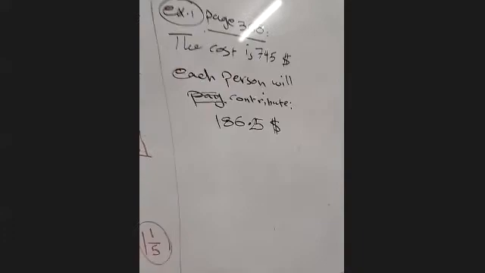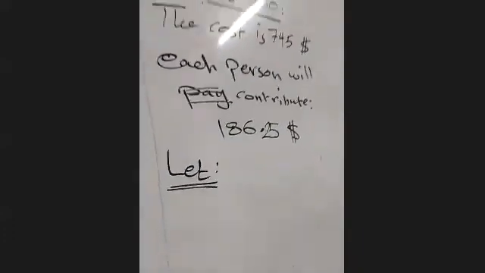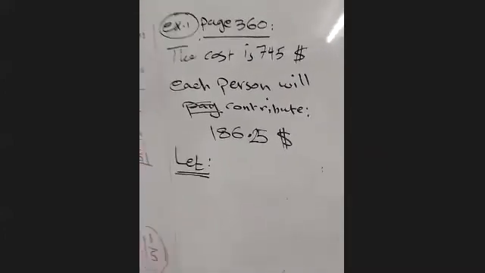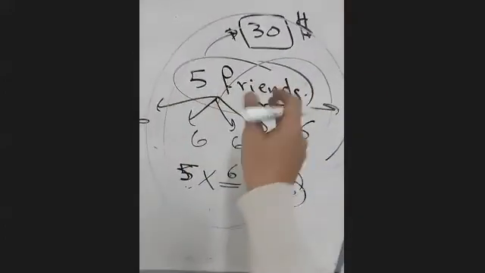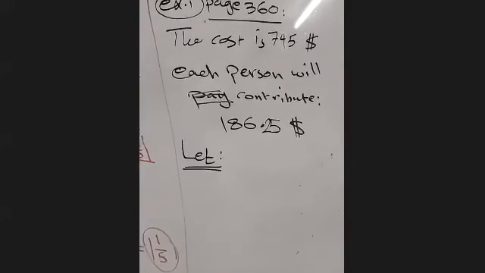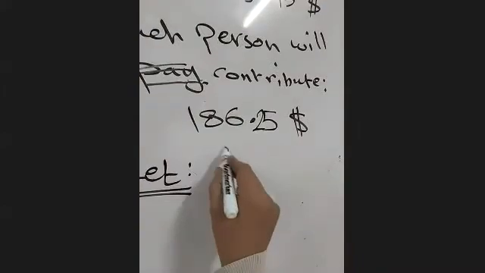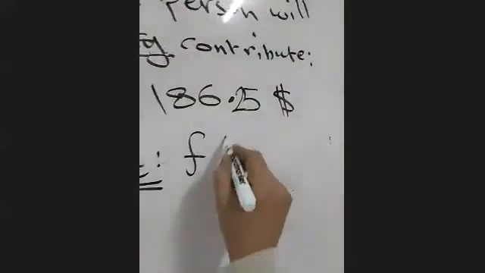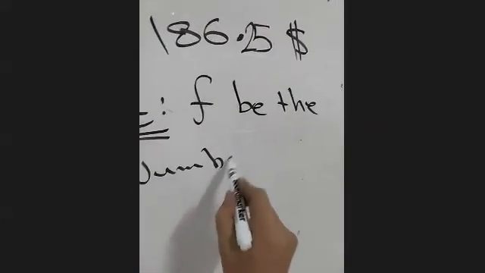Write a multiplication equation that can be used to find how many friends contribute. Good. Do we know the number of the friends? No. In our small example, I gave you the number of the friends. I told you it's 5 friends, right? Up here, do we know the number of the friends? No. What do we call it? F. Let F be, it's a variable, the number of the friends, right? Yes.